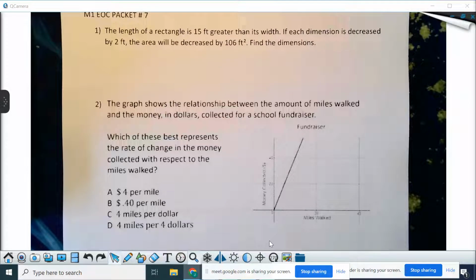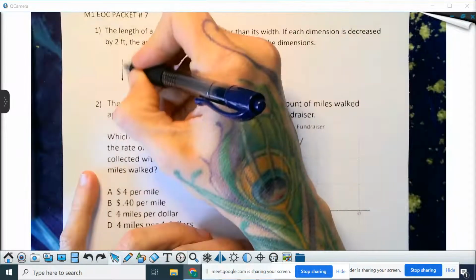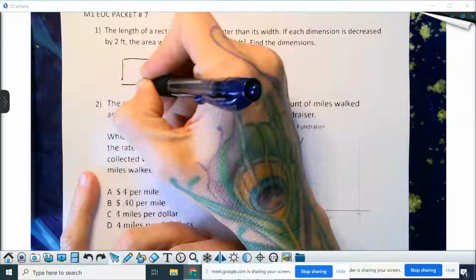All right. So number one, the length of a rectangle is 15 greater than its width. If each dimension is decreased by 2 feet, the area will be increased by 106 feet total. So from here, this is the one where I mentioned I would definitely draw a rectangle. Not that it helps you necessarily mathematically, but it helps you keep things in line.